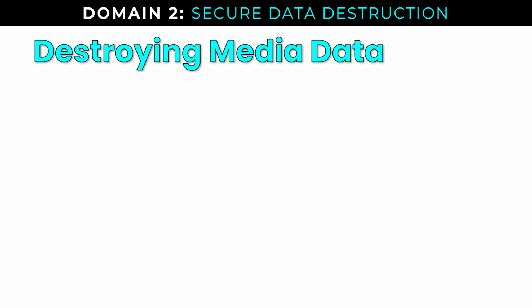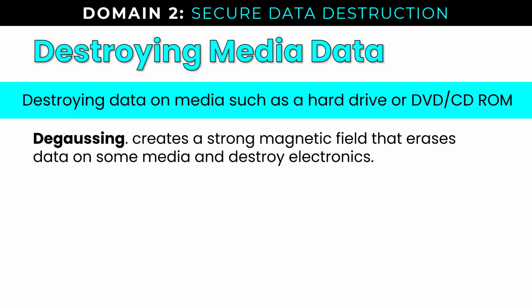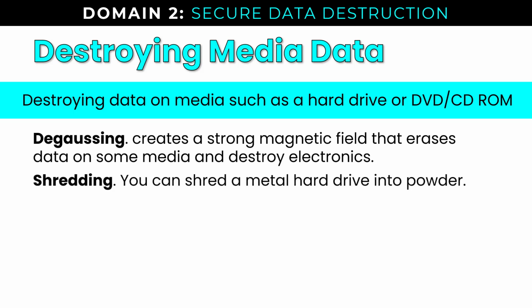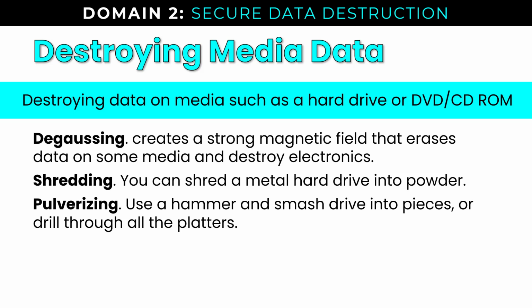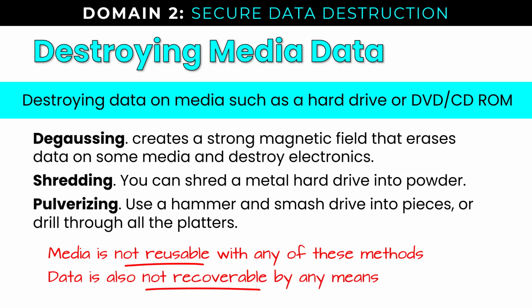So let's talk about destroying media data. This is data on media such as a hard drive or a DVD or CD-ROM. There's degaussing. Degaussing creates a strong magnetic field that erases data on some media and destroys electronics. And then we have shredding. You can shred a metal hard drive into powder. Shredding is effective on DVD and CD-ROM as well. Pulverizing: you can use a hammer and smash a drive into pieces or drill through all the platters on a disk that has platters. In this case, the media is not reusable with any of these methods. This is secure media data destruction. The data is also not recoverable by any means in these cases as well.